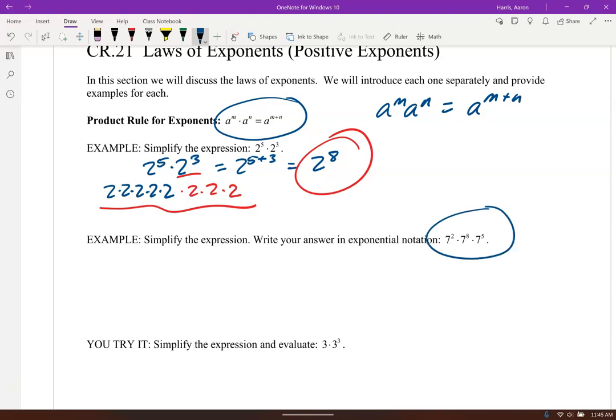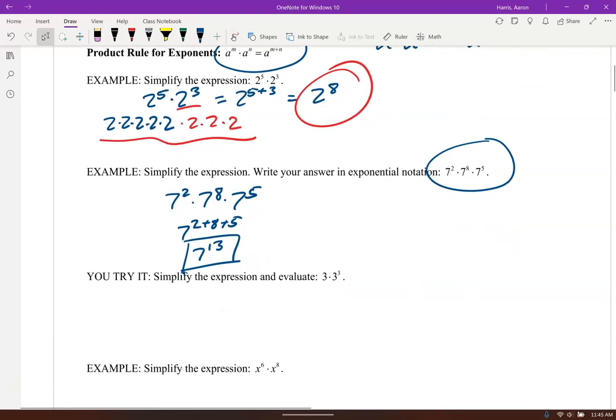So for this one, we would have 2 plus 8 plus 5, so 7 to the 13th would be our exponential notation for that one. This one, notice there's no exponent here, so it's a 3 to the 1. So 3 to the 1 plus 3, so 3 to the 4th on that.